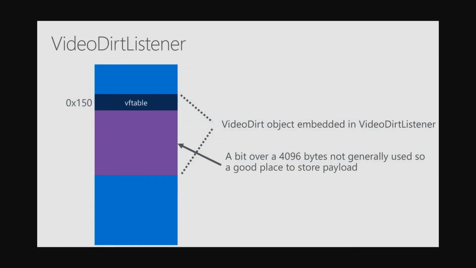The VideoDirtListener object itself is actually pretty complicated. It has a lot of things, but for the purposes of this talk, there are only two things that matter. At offset 150, there's a vtable, and immediately following that vtable is this massive page-size buffer that is completely unused during normal VM operation, so I am free to write whatever I want into it.